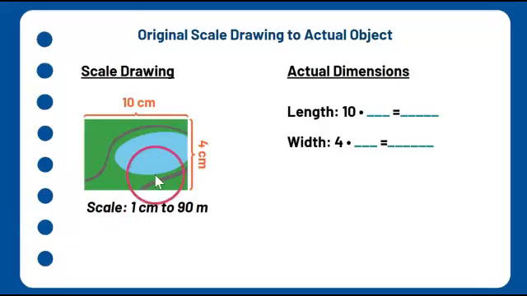The width of the scale drawing is 4 centimeters, while the scale is 1 centimeter to 90 meters. This means we can multiply the scale drawing width of 4 centimeters by 90 meters to find the actual park's width. Since 4 times 90 is 360, the actual park's width is 360 meters. This means that the actual park's dimensions are 900 meters by 360 meters.